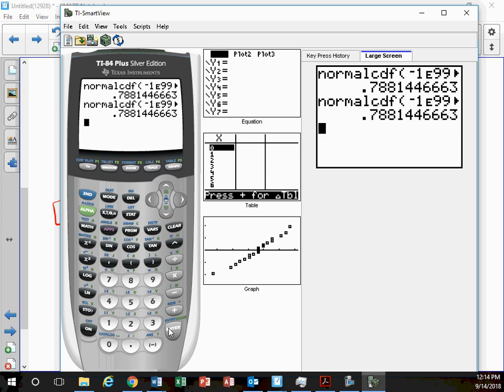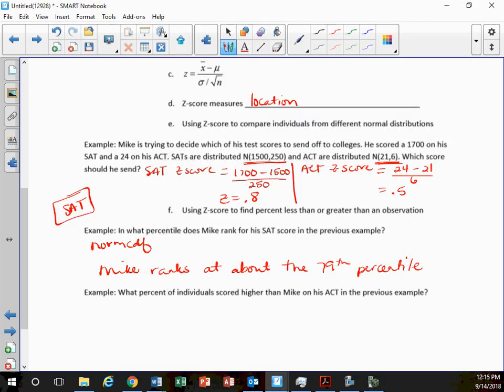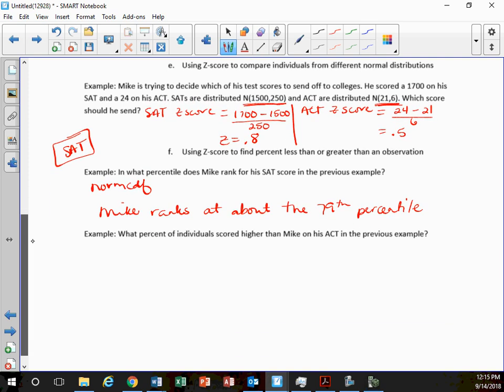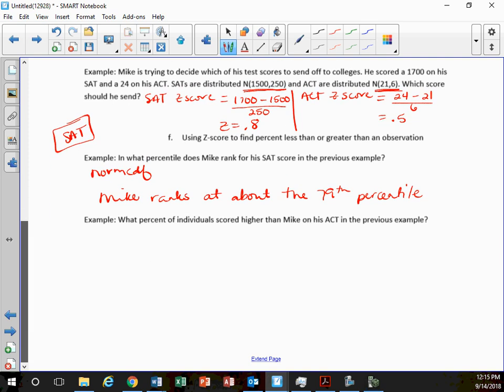Okay. Now the next one, it says, what percent of individuals scored higher than Mike on his ACT? I want you guys to try this one. So I'm not asking his percentile, I'm asking what percentage of people were above him. Okay?